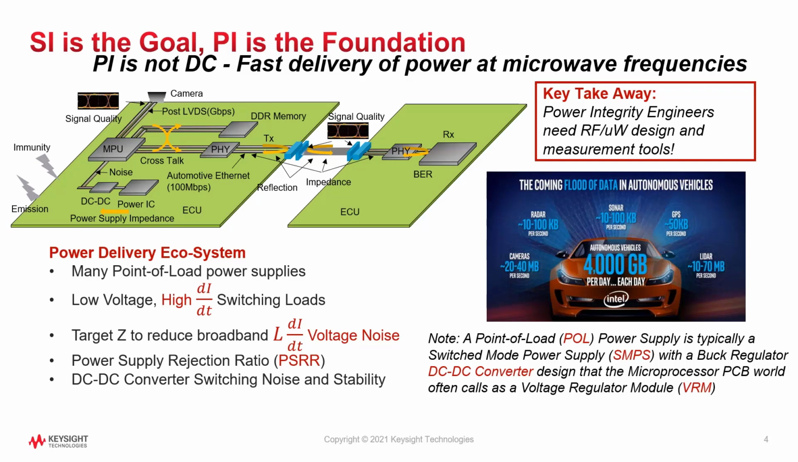A point-of-load, POL, power supply is typically a switched mode power supply, SMPS, with a buck regulator DC-to-DC converter design that the microprocessor PCB world often calls a voltage regulator module, VRM. All of these terms are often used interchangeably to refer to the source of power.